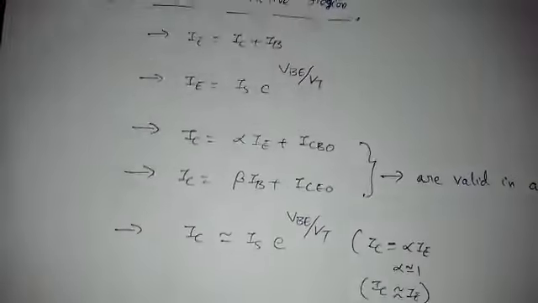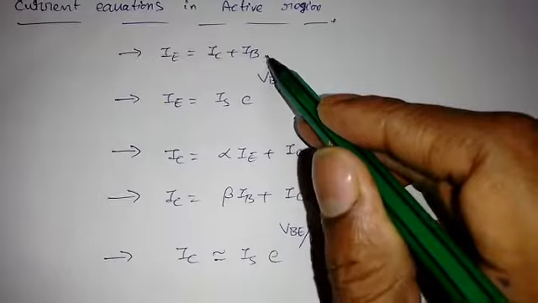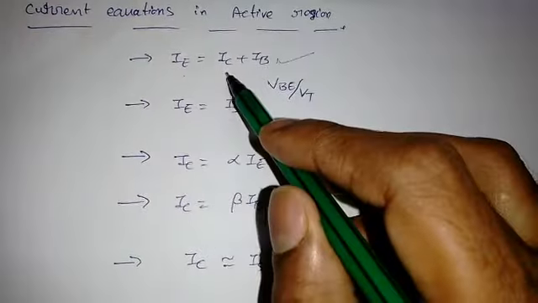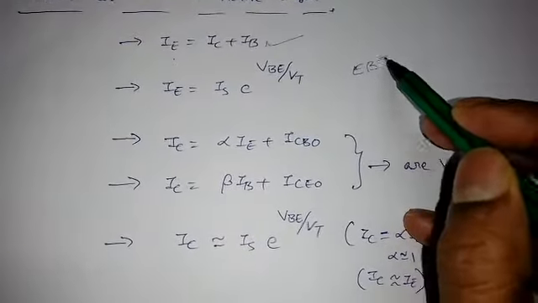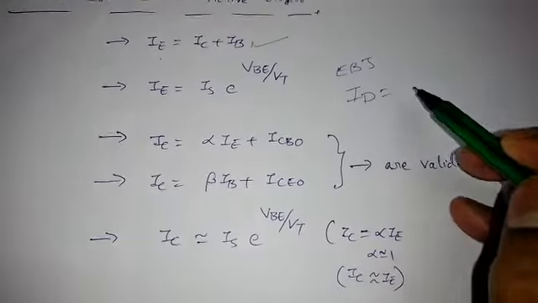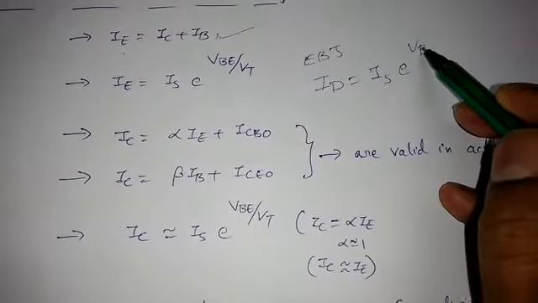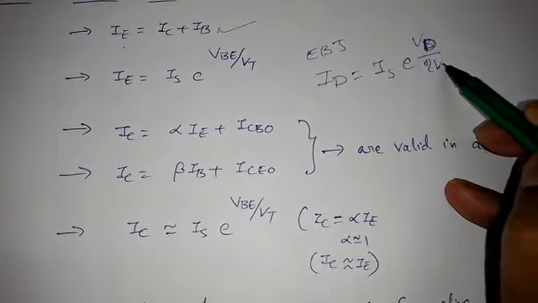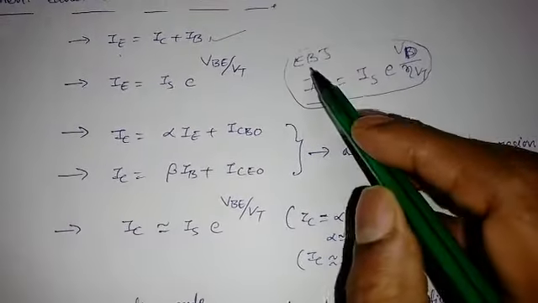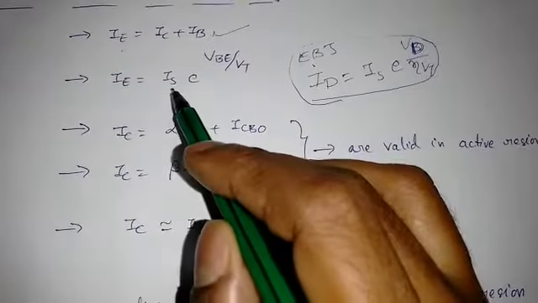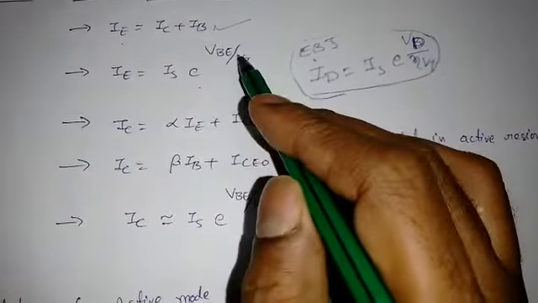Now we have to see the current equations in the active region. We know that the emitter current is equal to the collector current plus the base current. Whenever the input junction, the emitter base junction, is forward biased, from the diode equation, the IV characteristics, we know that the current is the reverse saturation current Is times e power Vd, the diode voltage, by eta Vt. In a BJT, we always take eta as 1. So the emitter base junction is forward biased, so the emitter current is Is times e power Vbe by Vt. This is the exponential relationship coming from the diode.